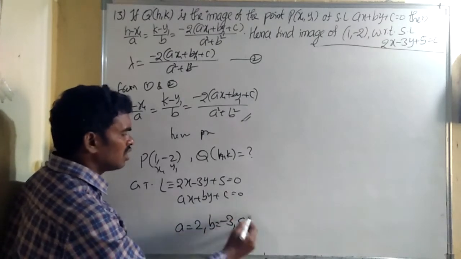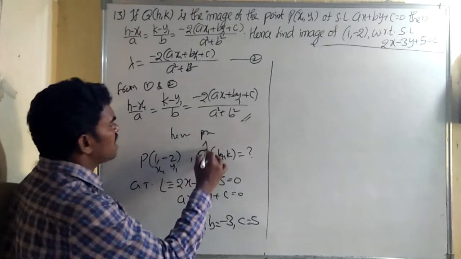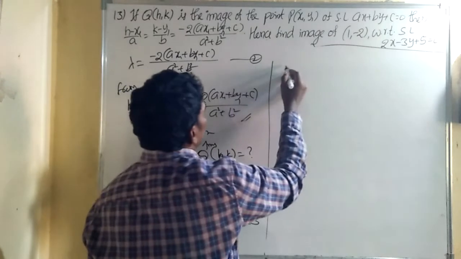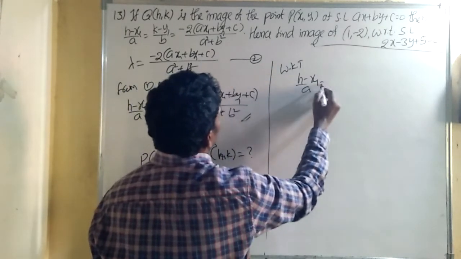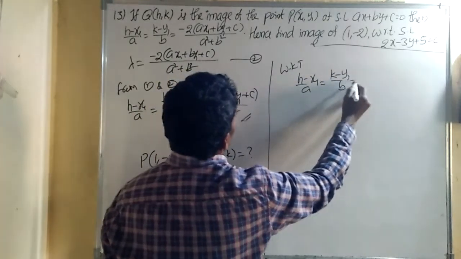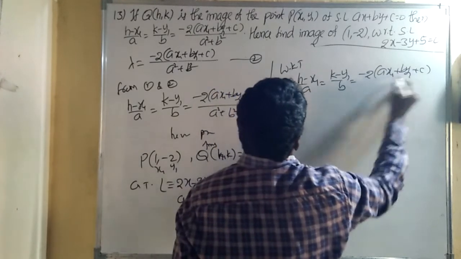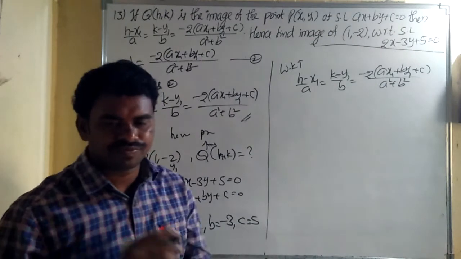What is c? 5, very good. So now we have to find the image. So what does image mean? Immediately minus 2. So we know that (h minus x1) by a equals (k minus y1) by b equals minus 2 of (ax1 plus by1 plus c) by (a square plus b square). So we should remember this, must.